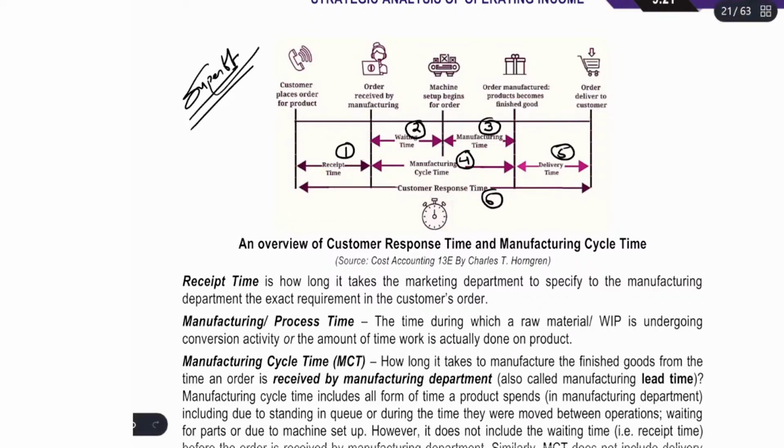Can you tell me, beta, based on your interpretation, 1, 2, 3, 4, 5, and 6, which of the time, receipt time, waiting time, manufacturing cycle time, delivery time, and customer response time, which out of the 6 times are the value added time? I want to check how properly you have interpreted the language given in page number 21 and 22. Please communicate to me, beta. Which number indicates the value added cost out of this fixed number? Please communicate to me.